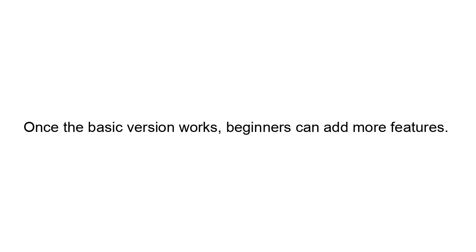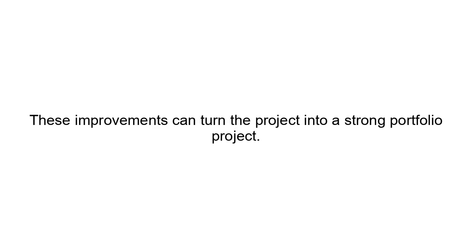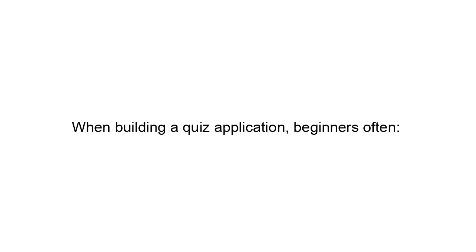Ways to improve the quiz application. Once the basic version works, beginners can add more features. Examples: add categories like science, math, programming. Add a timer for each question. Show percentage score. Show pass or fail result. Randomize question order. Save high scores. Add a GUI version. Build a web-based quiz app. These improvements can turn the project into a strong portfolio project.